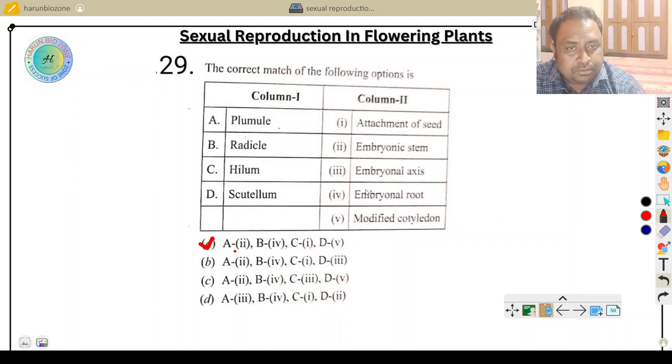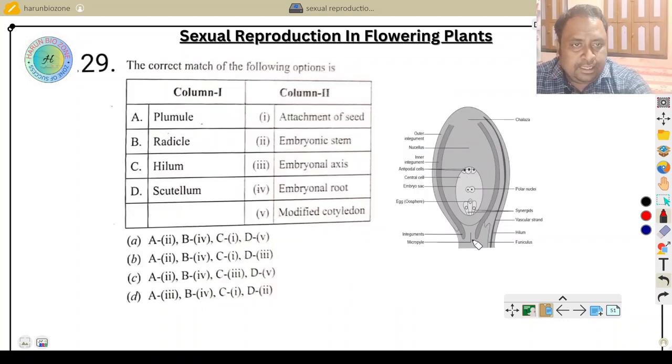Hilum is the attachment of the seed, and scutellum is the modified cotyledon. This is the hilum, where the ovule is attached to the funicle.